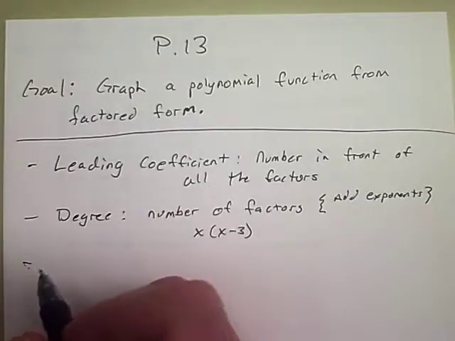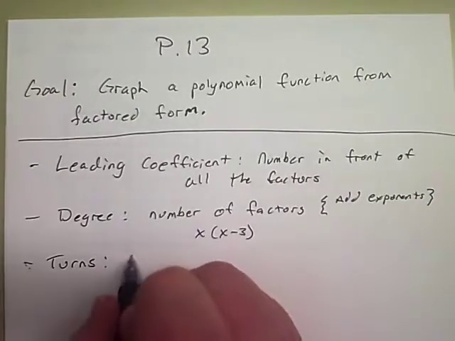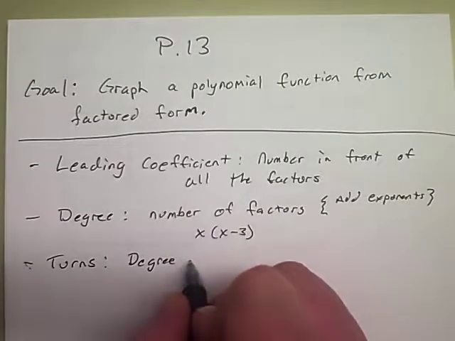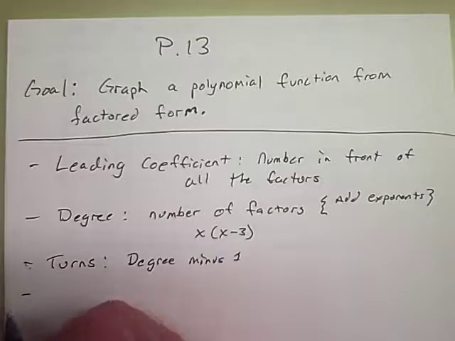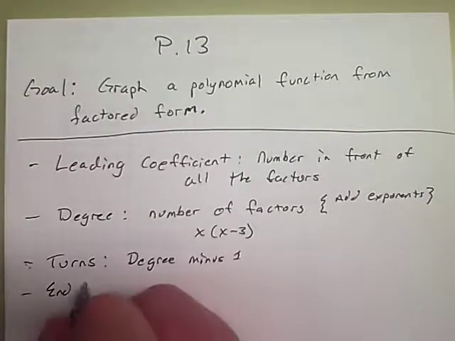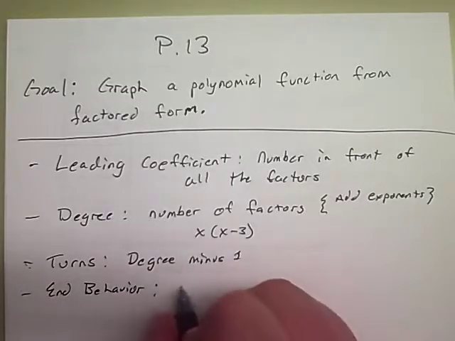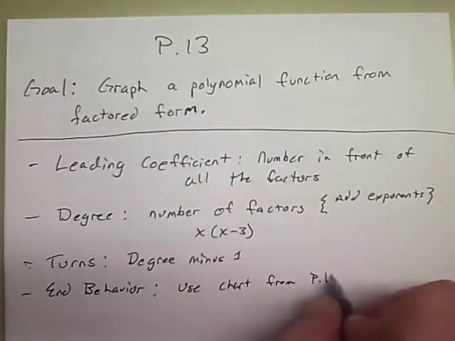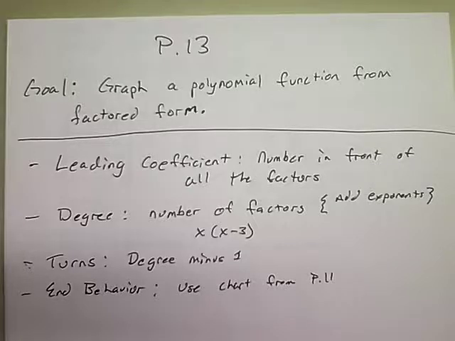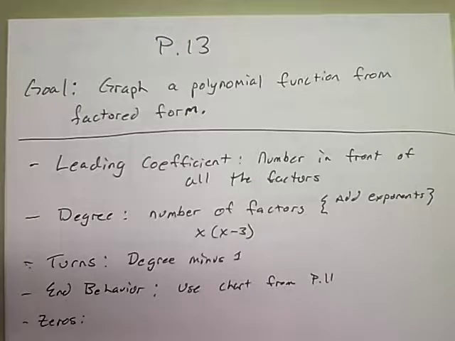Okay, next, turns. The max number of turns, again, this is the same as it was the last time. This is the degree minus 1. All right, then end behavior. Yeah, this is the same as it was in P11, so use the chart from P11. And when it comes to our zeros, we know how to find the zeros. All right, we're going to set each factor equal to 0.